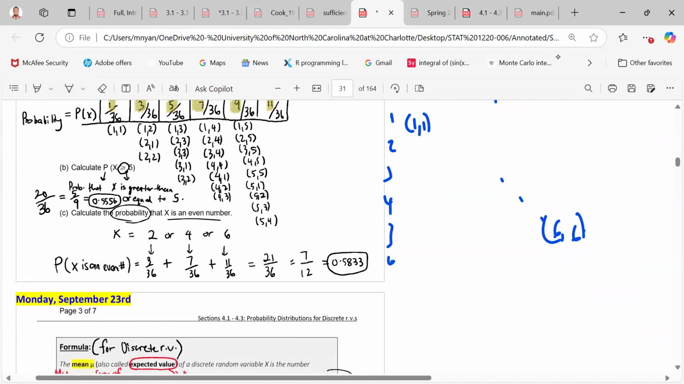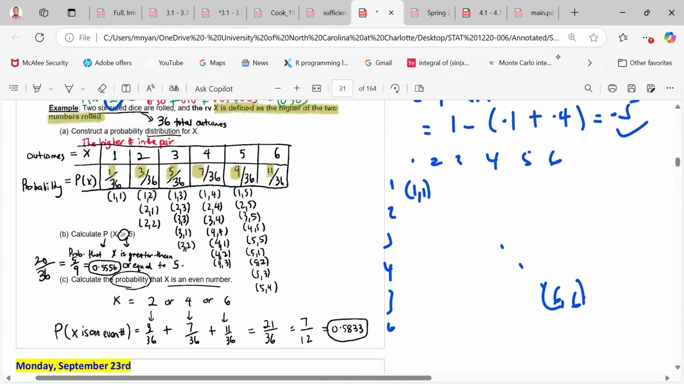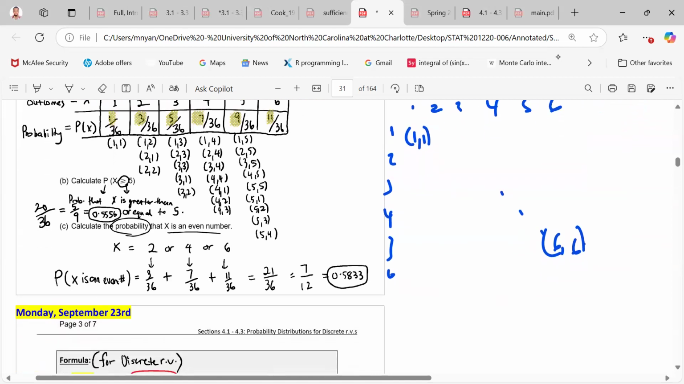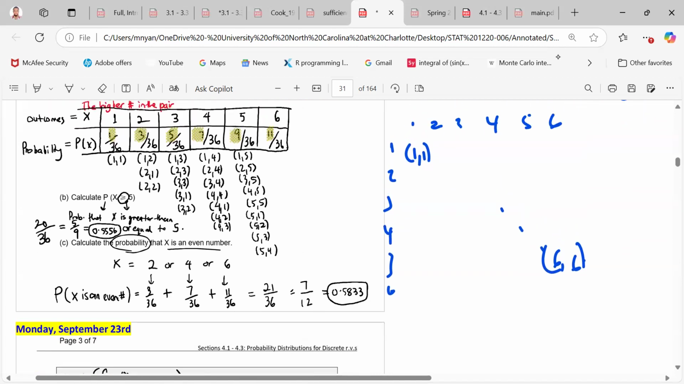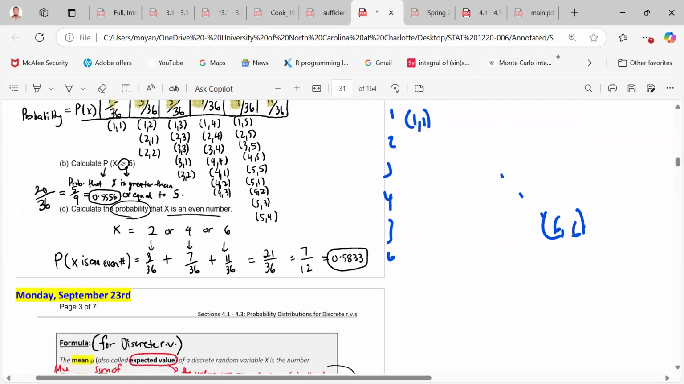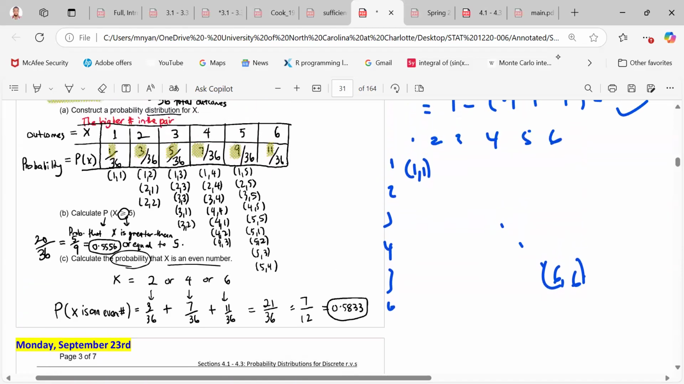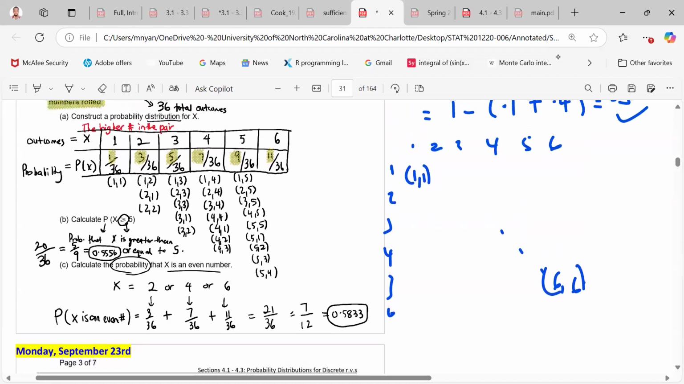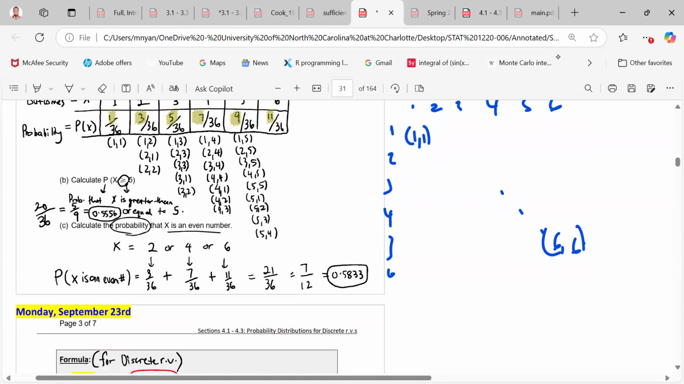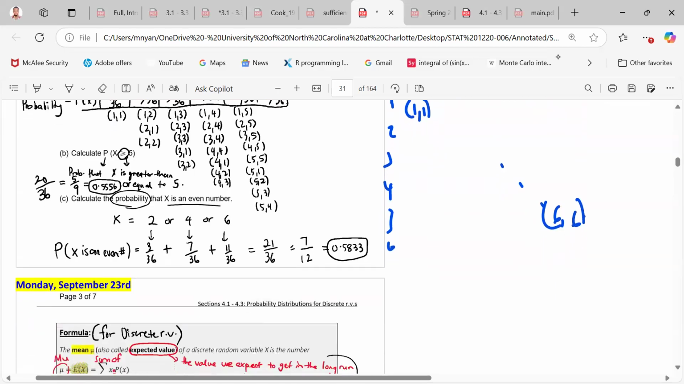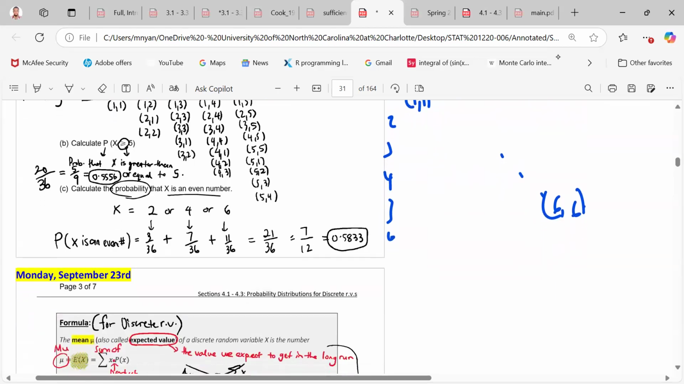Okay, so we want to calculate the probability that S is greater or equal to 5. So we pick from 5 to 6. That is 9 over 36 plus 11 over 36. Then we get our result, that is 20 over 36. Next, we have to calculate the probability that S is an even number. So we check the probability that S equals 2, 4, and 6. You add these three together, and you're going to get the probability that S is an even number.